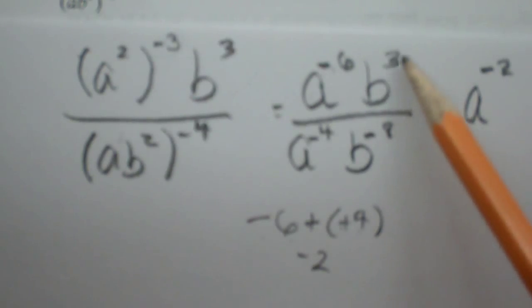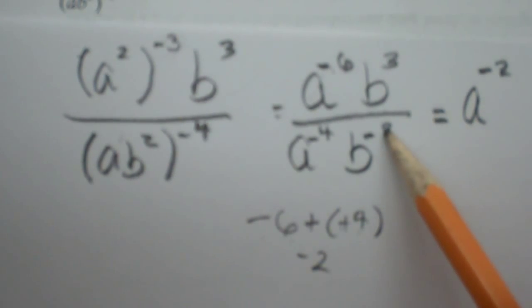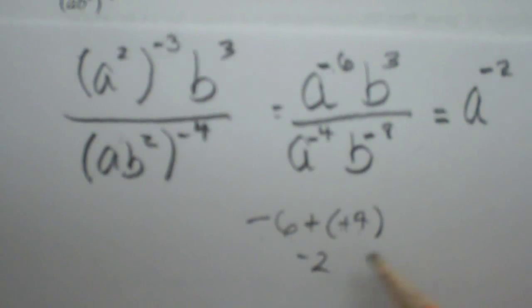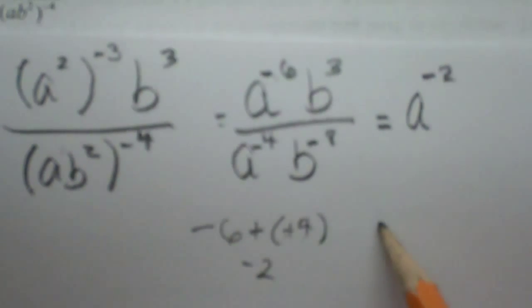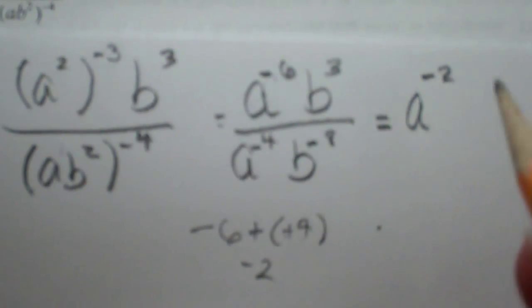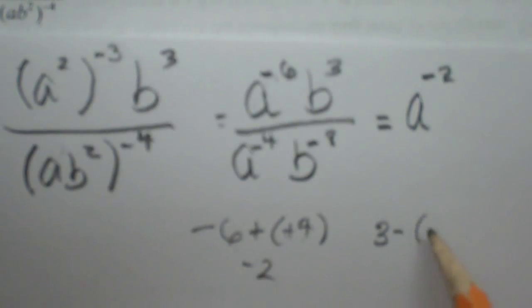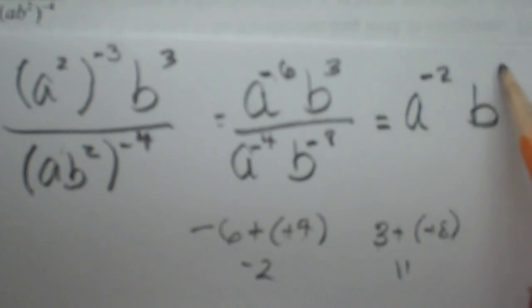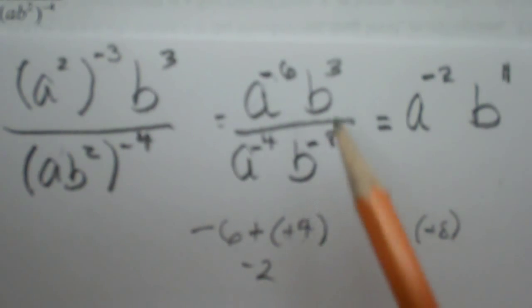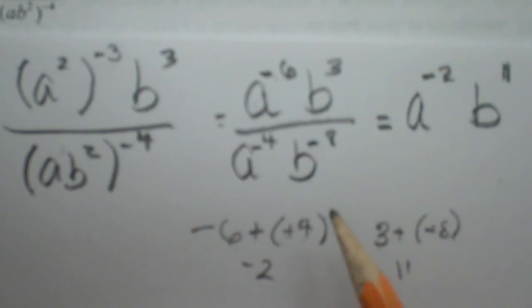And let's subtract these ones. This is going to be 3 minus a negative 8. I'm going to do it right here so you can see where it's coming from. So 3 minus a negative 8. When you subtract a negative, it's like adding. So 3 plus 8 is the same thing as an 11. And so this is the same thing as b to the 11th, right? Because you see it's b to the 3rd over b to the negative 8. You subtract the exponents, you get that exponent.